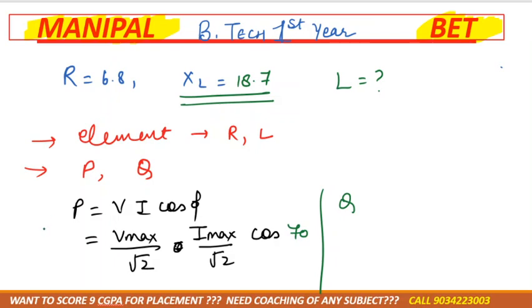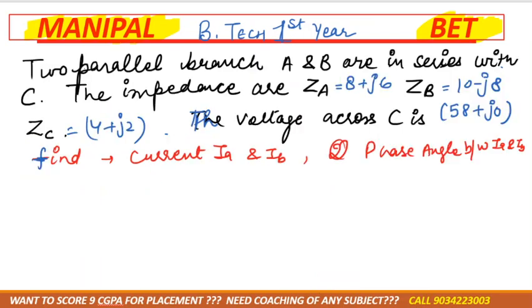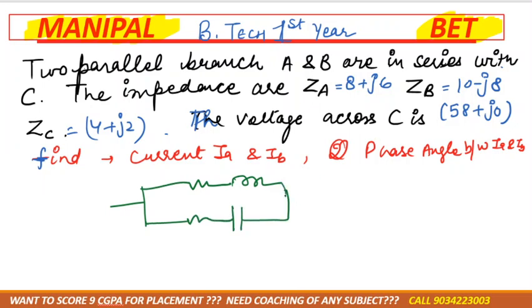Understood? Now in this question, they ask you, note it down first up to here. Midterm question: two parallel branches A and B. ZA is R plus jXL, ZB is R minus jXC, connected with ZC, which has R and a combination of L.